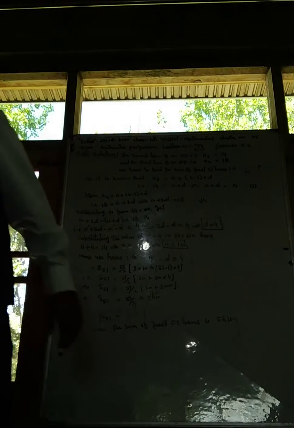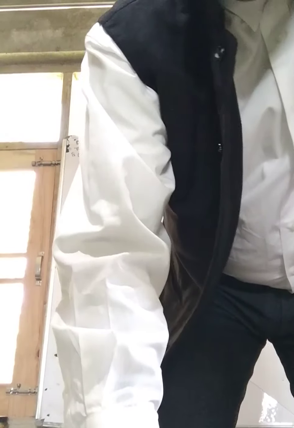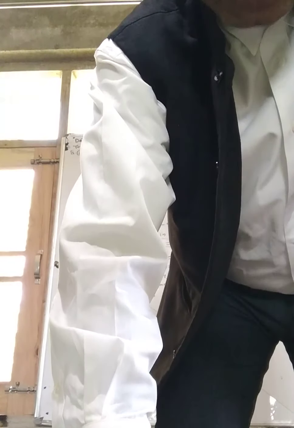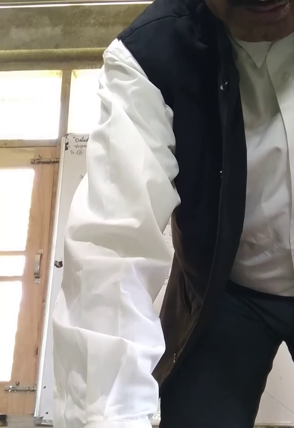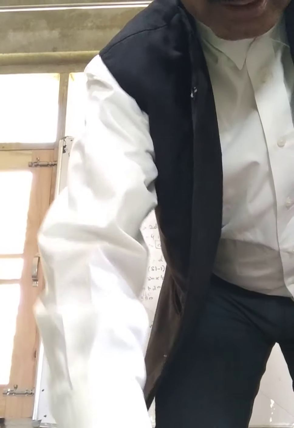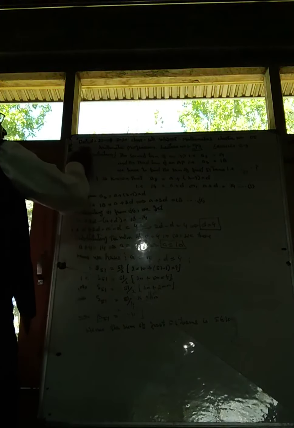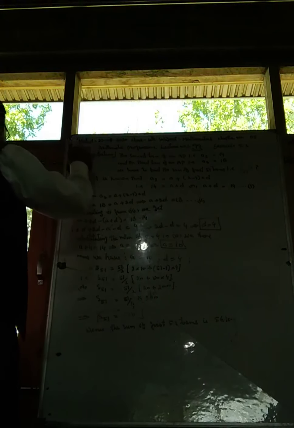इसके बाद है क्वेश्चन नंबर 9. Question number 9 is, if the sum of 7 terms of an AP is 49 and that of 17 terms is 289, find the sum of n terms. Question number 9. Very interesting question. First of all, we will rub out question number 8.